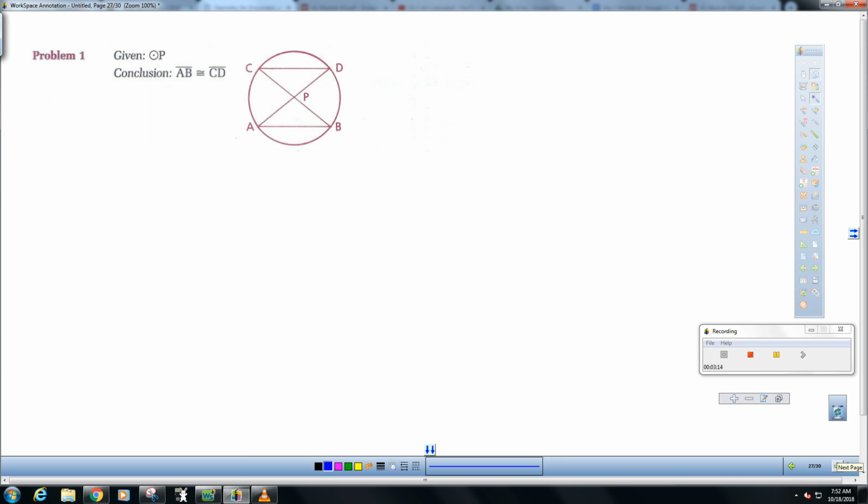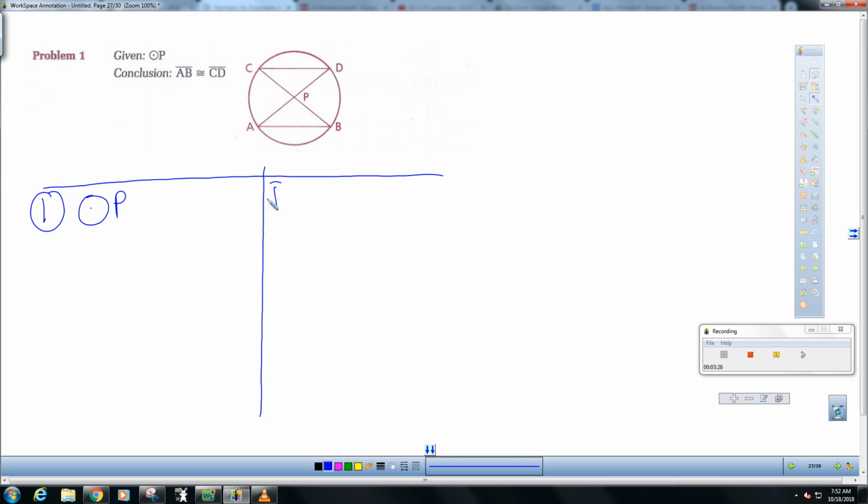Let's try a little bit of a harder example now. So setting up our proof, and again we're going to start with our given. So our given just says that P is a circle. That's what that notation stands for.